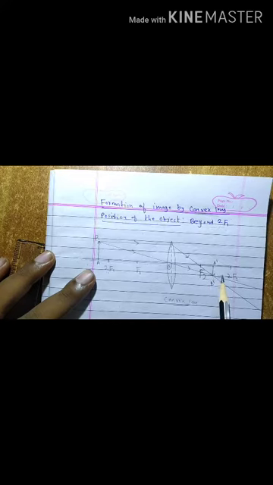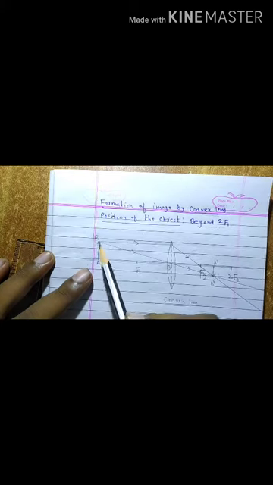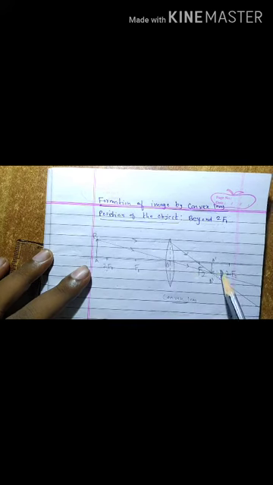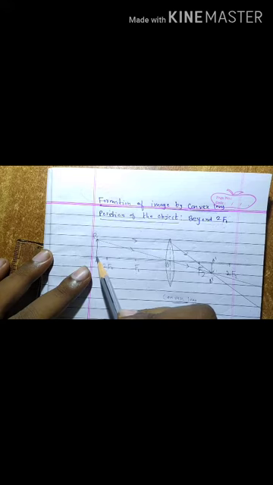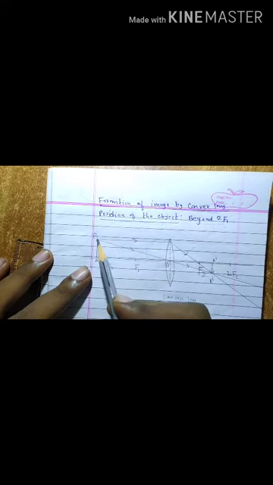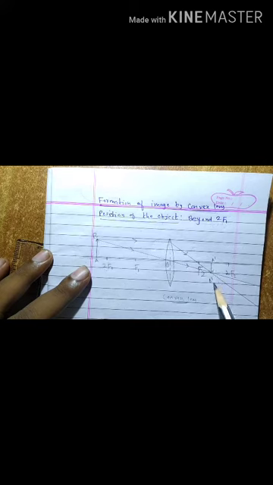And what is the nature of the image? I have already told you, this is the real image and this is an inverted image. Inverted means the head is upside above the principal axis, but here the head is downside, below the principal axis. So this is an inverted image. So I will write here the position of the image, size of the image, and nature of the image. Three things I will write here.